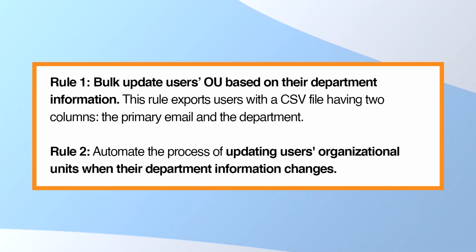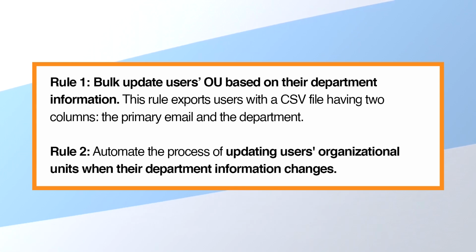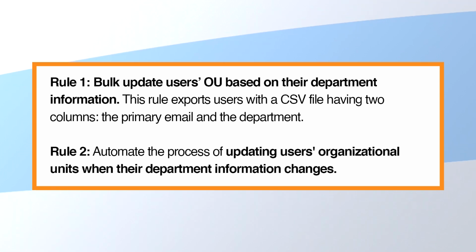Instructions. Rule 1. Bulk update users' OU based on their department information. This rule exports users with a CSV file having two columns, the primary email and the department. Rule 2. Automate the process of updating users' organizational units when their department information changes.